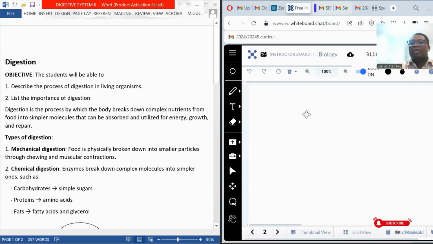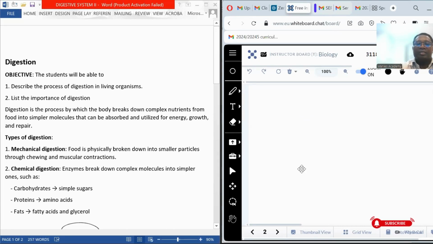Today, in our biology class, we shall be talking about the topic digestion. At the end of the class, you will be able to describe the process of digestion in living organisms and list the importance of digestion in living organisms.